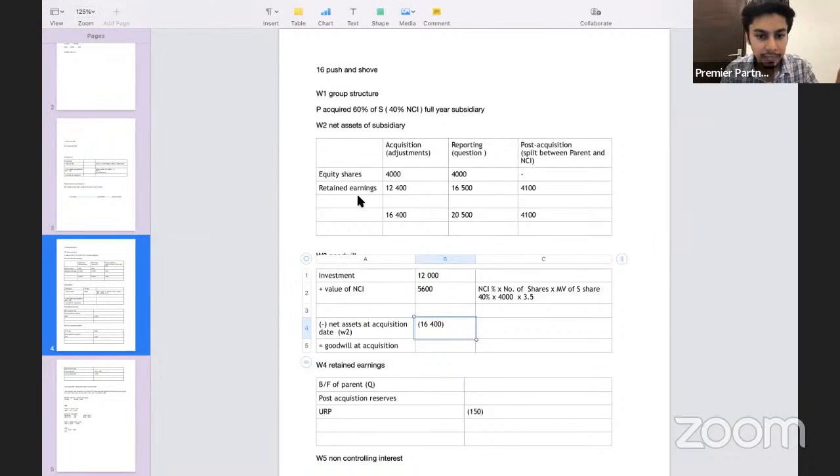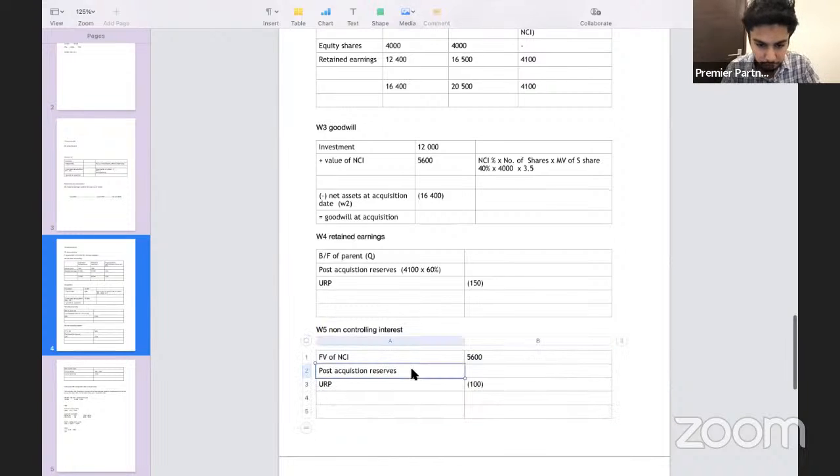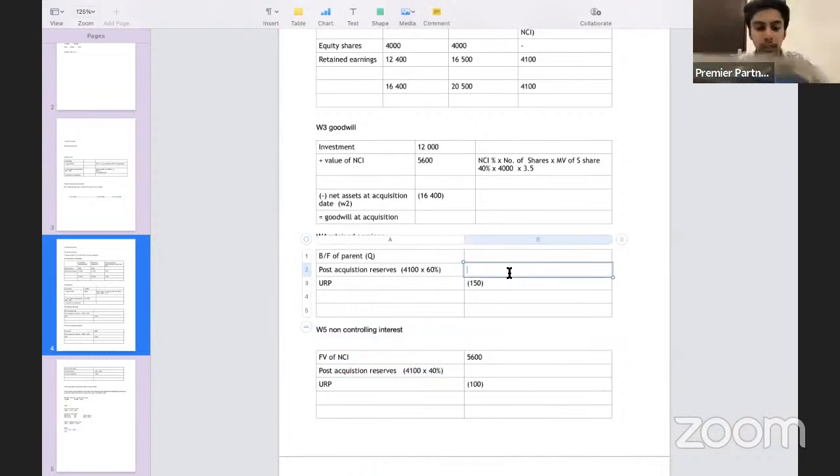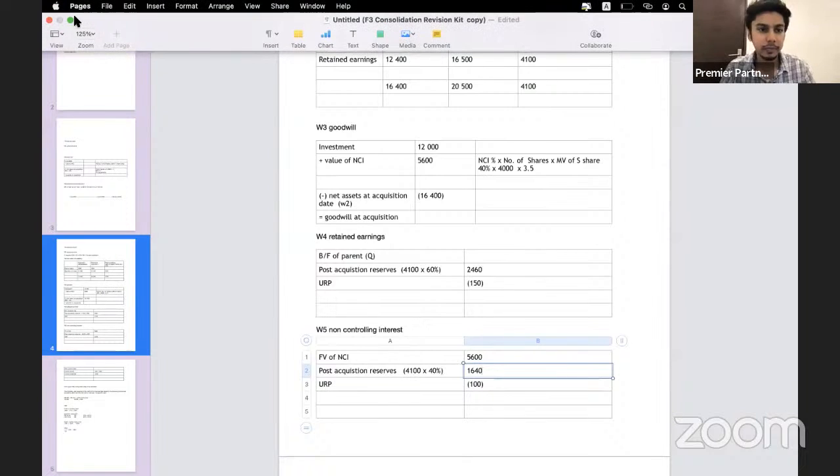4,100 came from whom? Retained earnings. So give it to retained earnings. You go here, post acquisition reserve, 4,100 into 60%. The balance goes to NCI. So you go to your NCI working, here post acquisition reserve, 4,100 into 40%. Done. Now, when we get these answers, 4,100 into 60% is 2,460, and over here the answer will be 1,640.